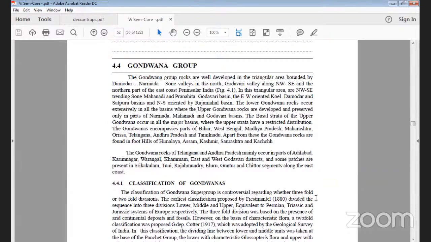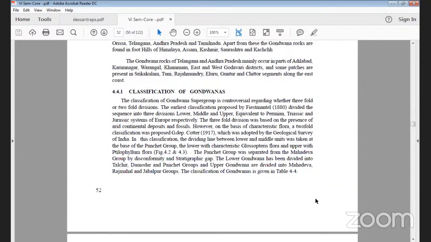Apart from these, Gondwana rocks are found in the foothills of the Himalayas, Assam, Kashmir, Saurashtra, and Kutch formations. The Gondwana rocks of Telangana and Andhra Pradesh mainly occur in parts of Adilabad, Karimnagar, Warangal, Khammam, and East and West Godavari districts. Some patches are present in Srikakulam, Tuni, Rajahmundry, Eluru, Guntur, and Chittoor along the east coast.